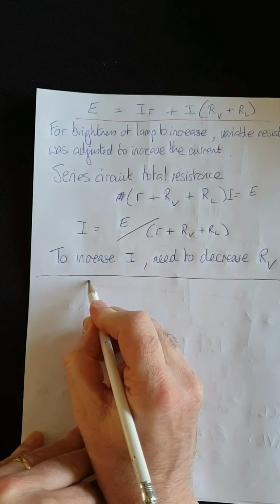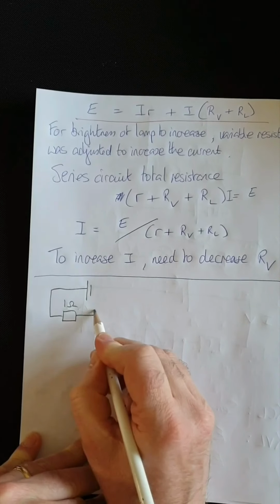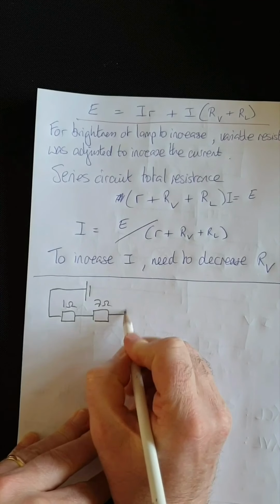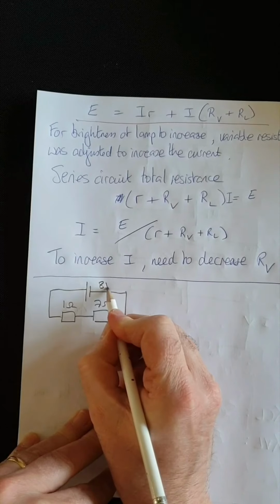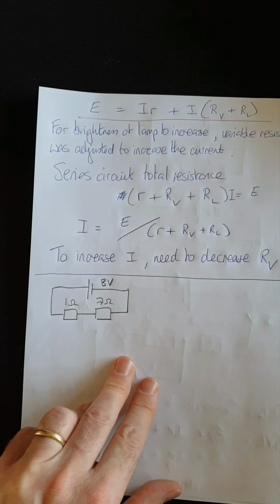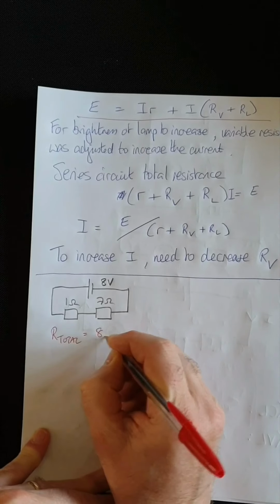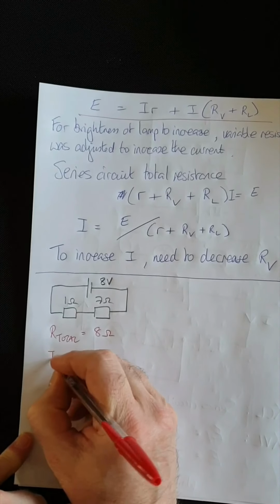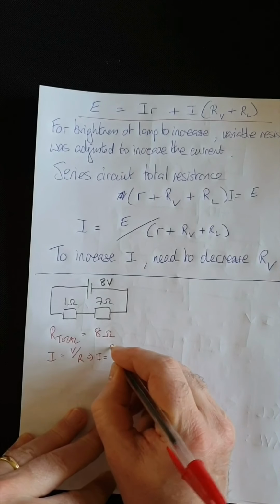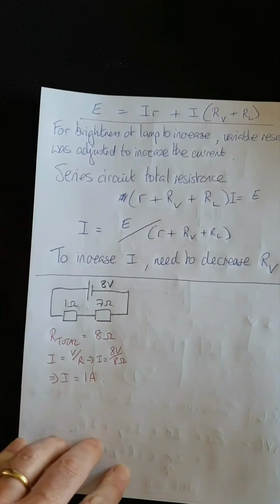Imagine I have a series circuit where I have two resistors. One is 1 ohm, the other is, let's say, 7 ohms, and there is 8 volts of EMF. We can say first of all that the total resistance is equal to 8 ohms. That means that the current, which is equal to the voltage divided by the resistance, is 8 volts divided by 8 ohms, which gives me a current of 1 amp.